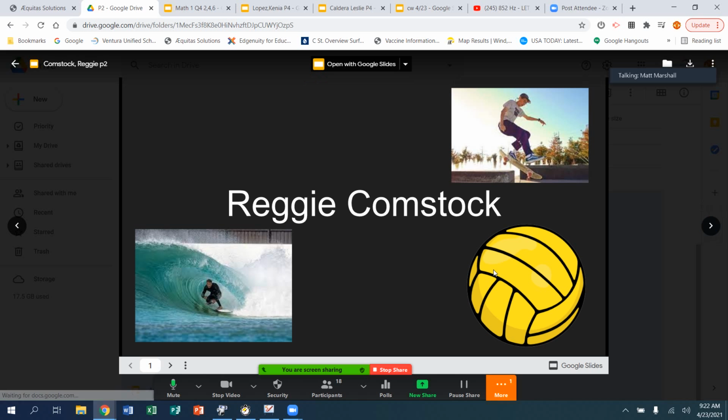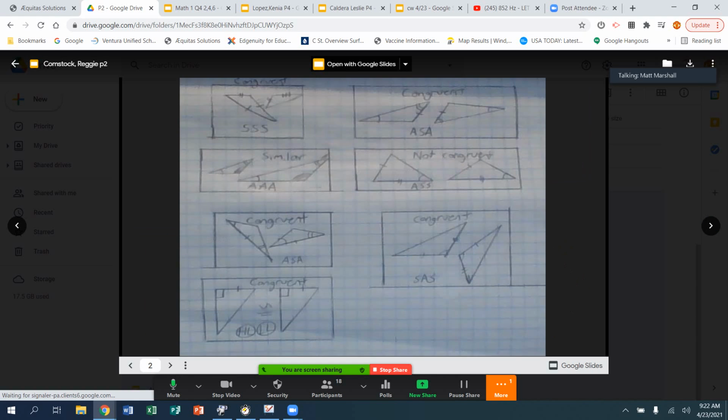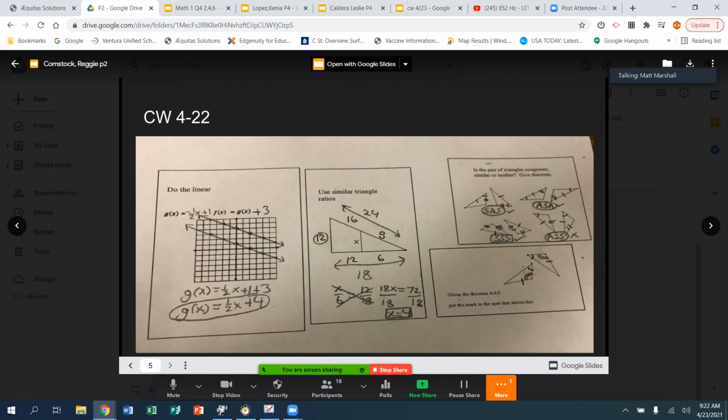All right, Reggie, are you ready? Is it on paper? I'll have you put it on your slide, right? All right. Can you pick a problem of your choice? Can I do the last one? Yes, you can. For the last one, to give the theorem AAS, I put the angle right next to the original angle, between the angle and side. Good job.